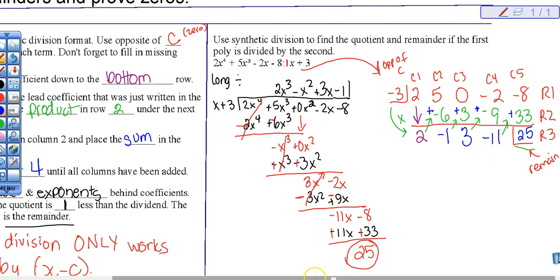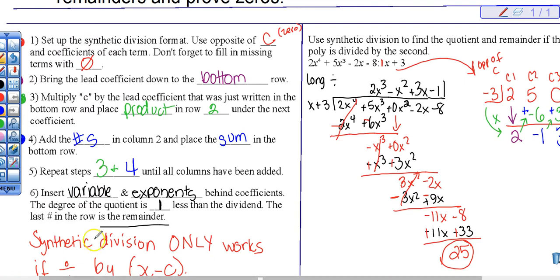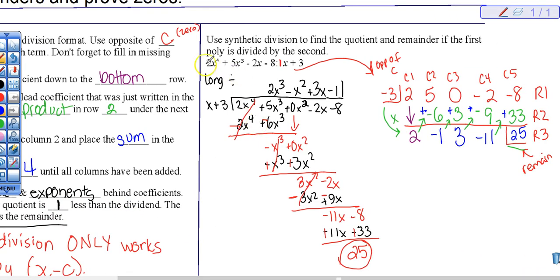Now, it says in step 6 over here that the degree of the quotient is 1 less than the dividend. So what is the degree of my dividend? The dividend, this number right here, is x to the 4th, so it's a degree of 4. So my answer is a degree 1 less. That's because basically I did x to the 4th divided by x to the 1st. X to the 4th divided by x to the 1st is what? X cubed.